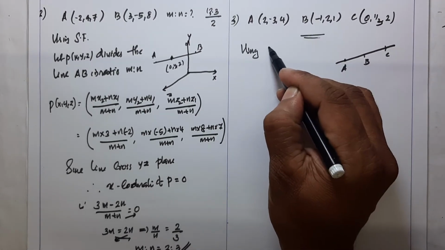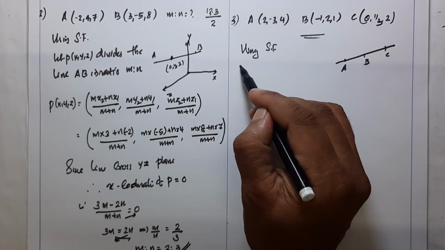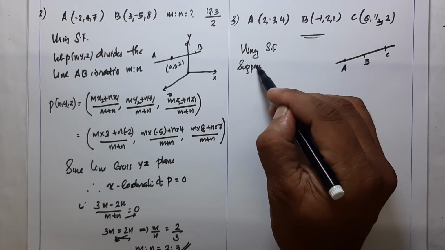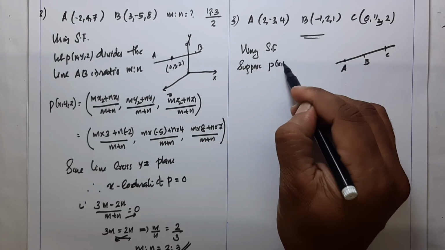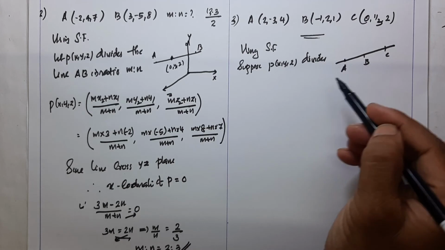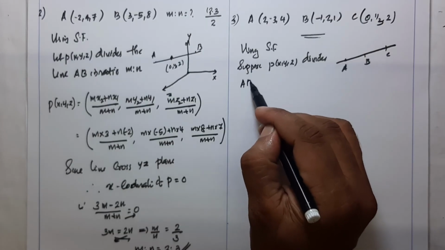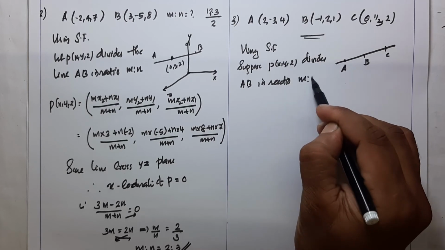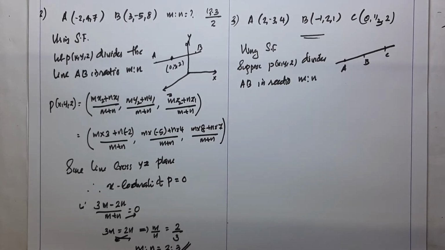First, using section formula, suppose you consider P(x, y, z). Suppose we take P(x, y, z) dividing A and B in the ratio m is to n. Suppose you consider the point P, which is any variable point. Suppose P(x, y, z) divides A and B in the ratio m is to n.